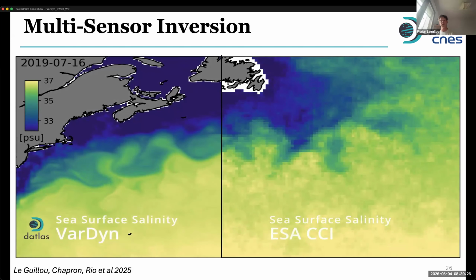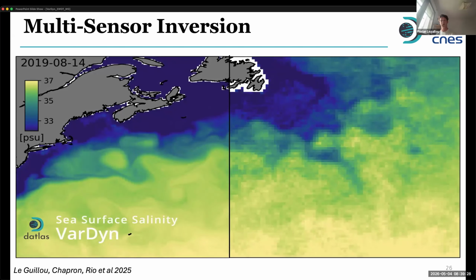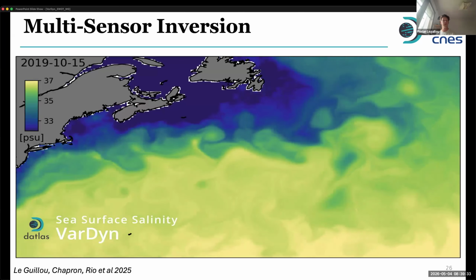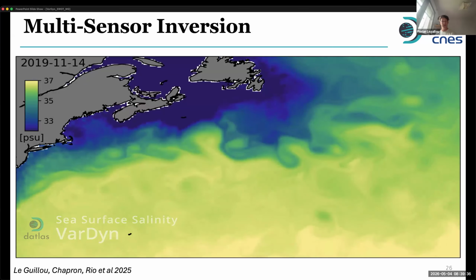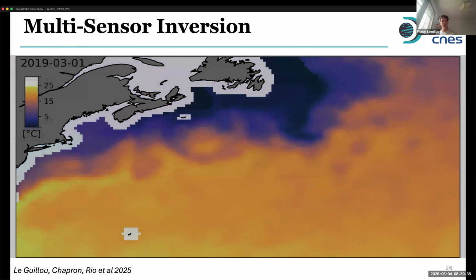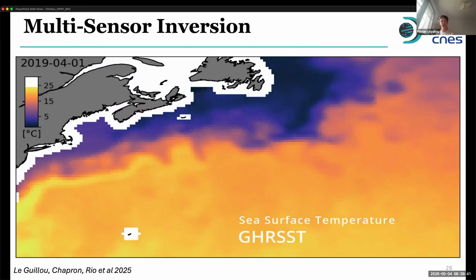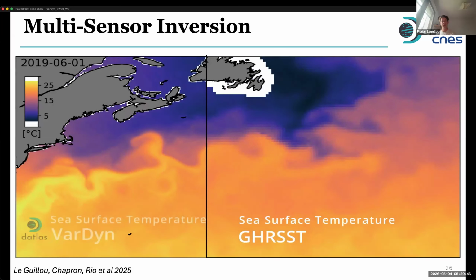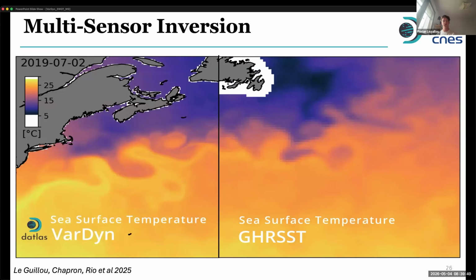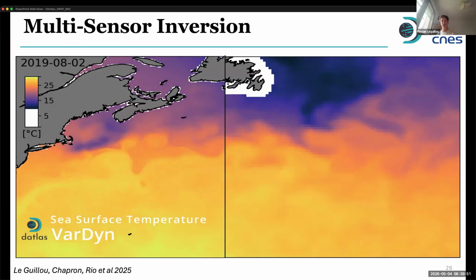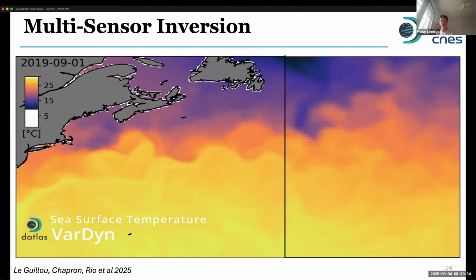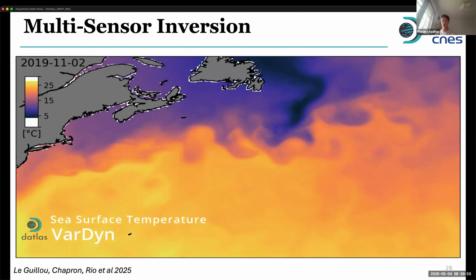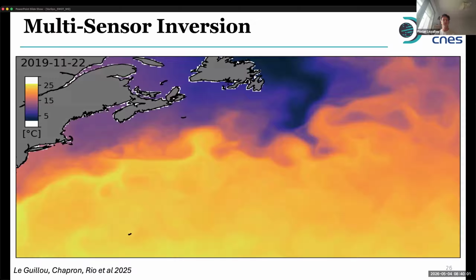This is just an illustration of the field we can get from the VarDyn product compared to operational products. So this is the sea surface salinity, and then you will see the temperature. This is from the operational microwave product, and this is what we can get with the VarDyn. As I was saying, sea surface temperature, salinity, and height are really consistent together, so it's also a way to enhance SWOT: use a combination of different variables to make scientific studies.